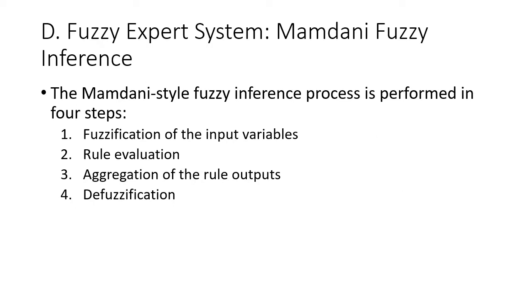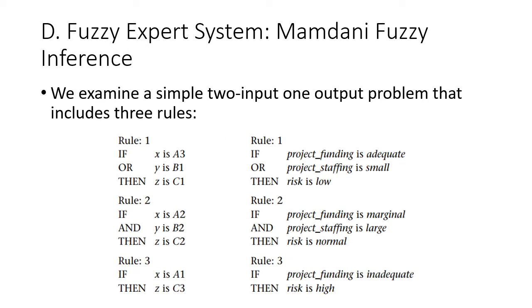Using the Mamdani fuzzy inference, there are 4 steps. The first is fuzzification of the input variables. Second is rule evaluation. Third is aggregation of the rule outputs. And the fourth step is defuzzification. So let's take a look at an example.